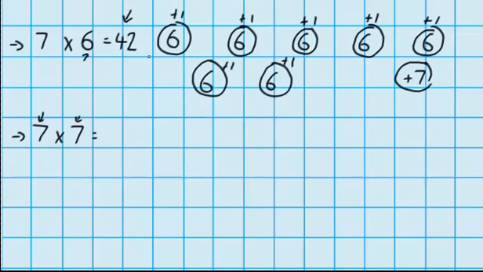So that means the answer to 7 times 7 must be 7 bigger than 7 times 6. So since 7 times 6 is 42, 7 times 7 must be 49.